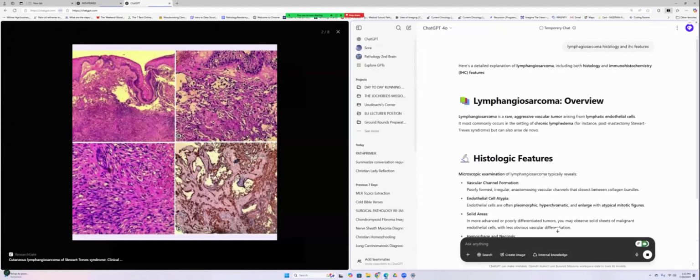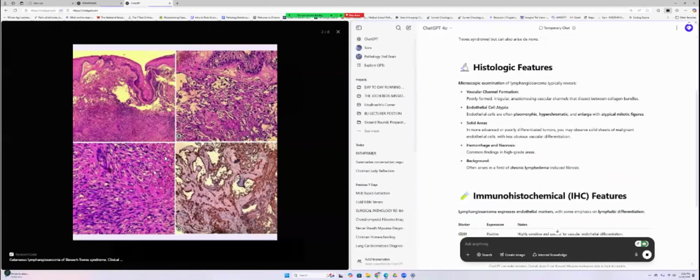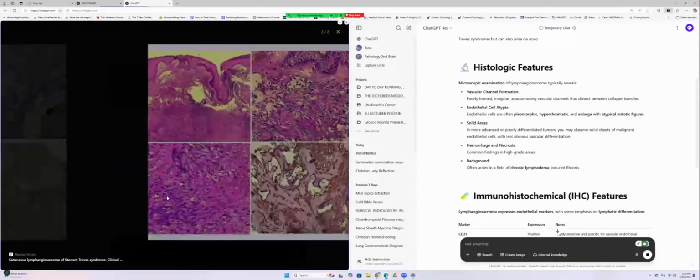Lymphangiosarcoma: we have endothelial cell atypia, some solid areas, some hemorrhage and necrosis.